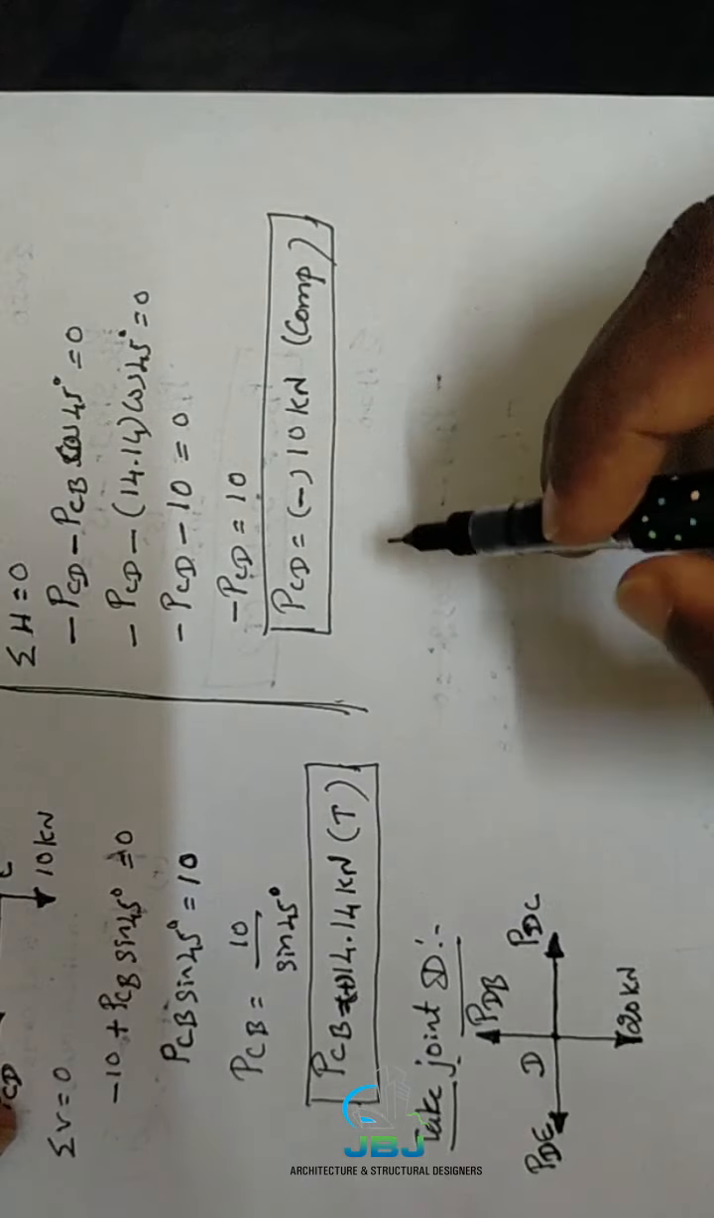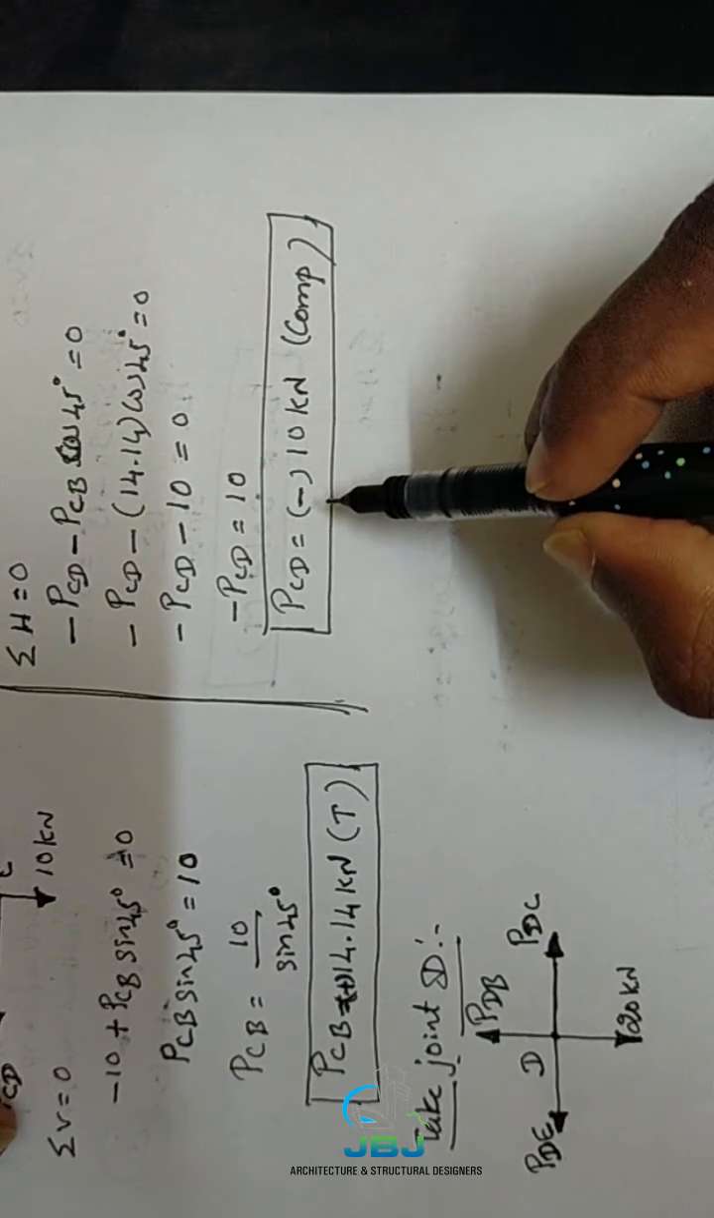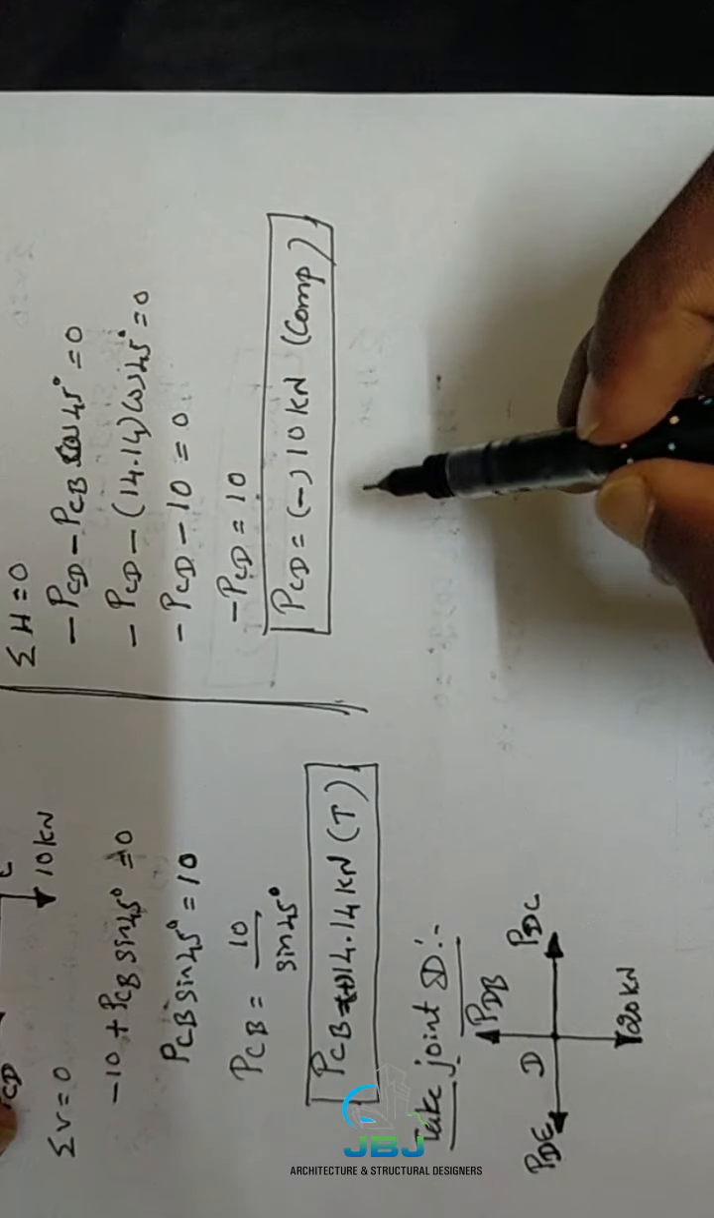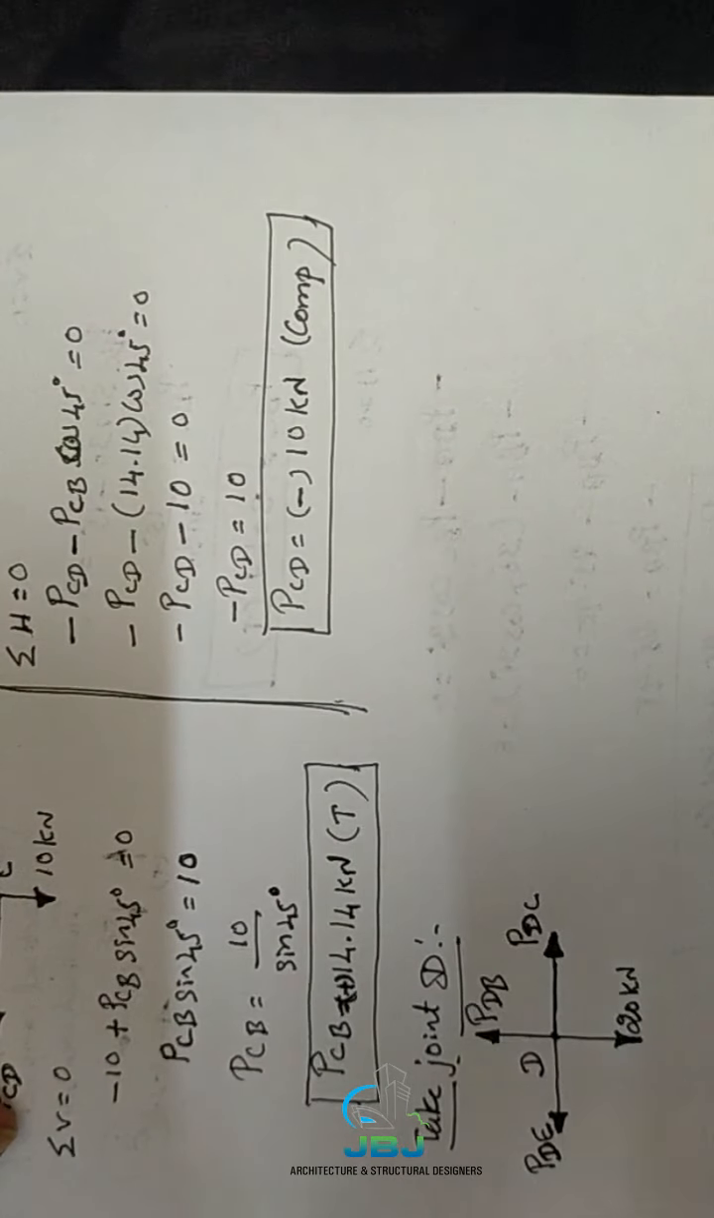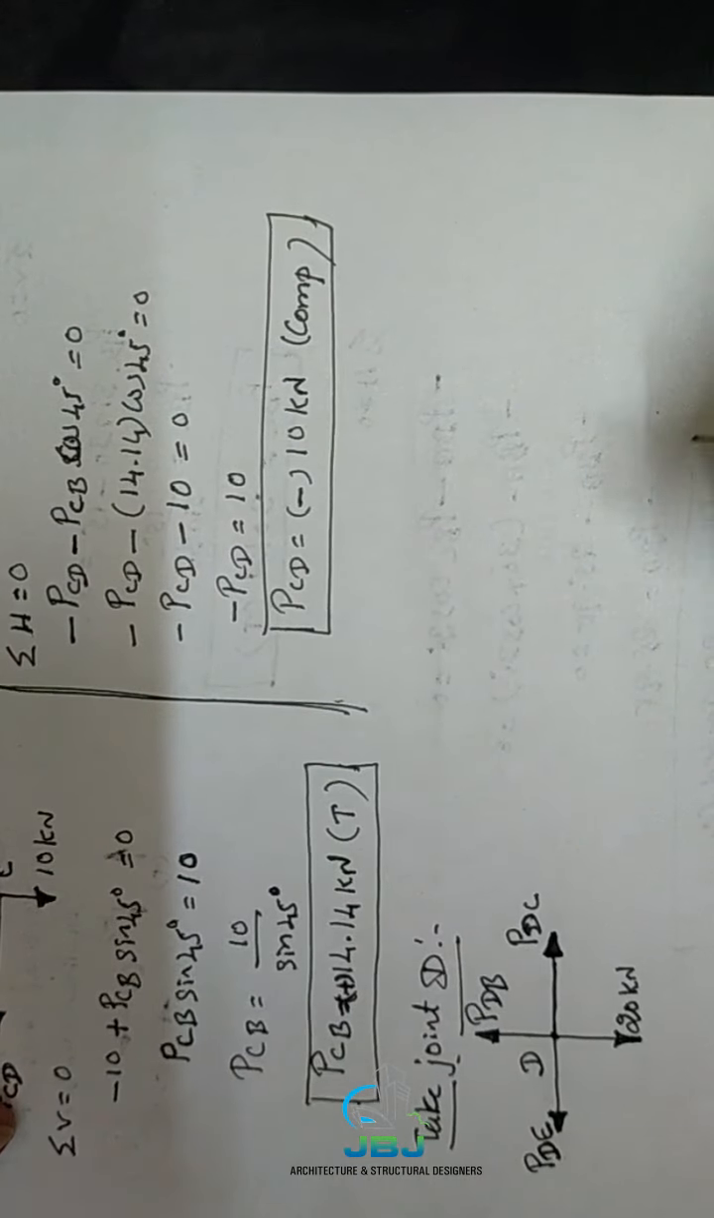You may be confused, because just before we found the value of PCD, PCD is a compression member. Then what's the purpose of putting it as a tension member? It's for calculation purposes, no need to be confused. I will explain clearly why I put it like this. Then what's our assumption?